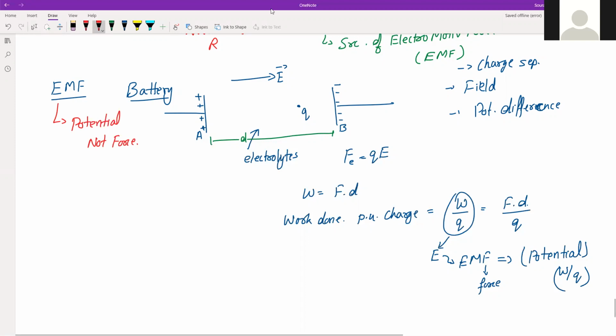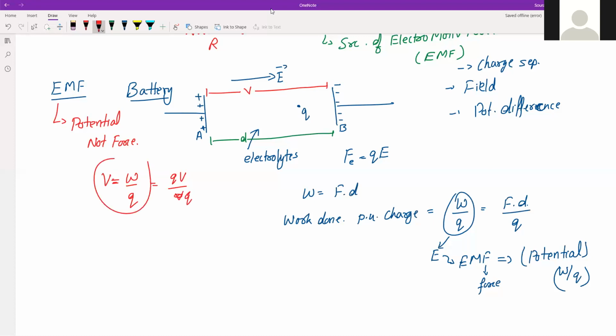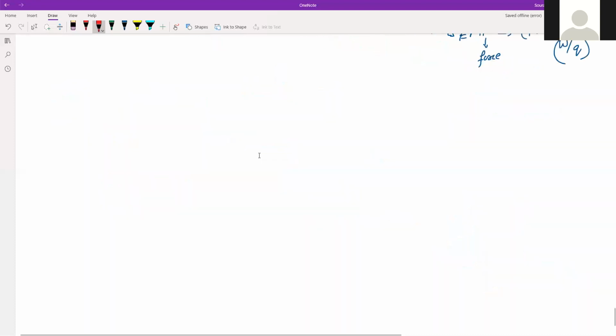Right? Now, suppose there is some potential difference between these two, that is V, then we know that V is equal to the work done divided by Q, which is equal to QV divided by Q. And this V is called or represented by E or EMF, that is electromotive force. So we have force there, but that is not exactly force. That is actually work done per unit charge, or the potential.